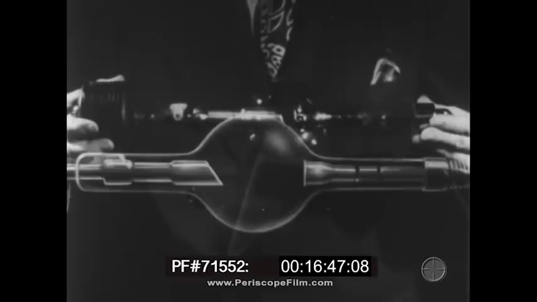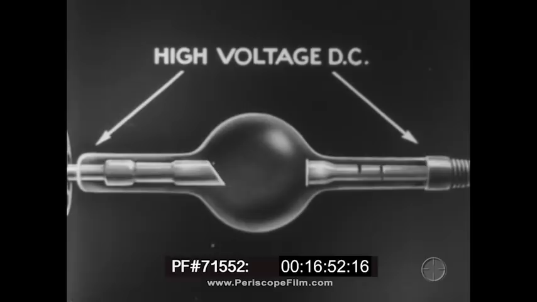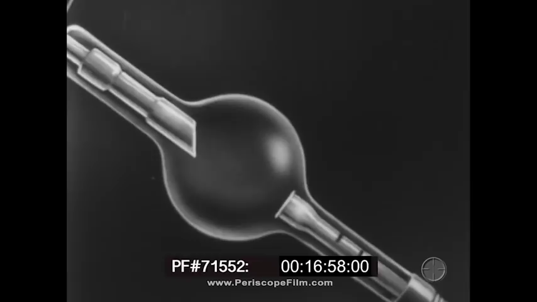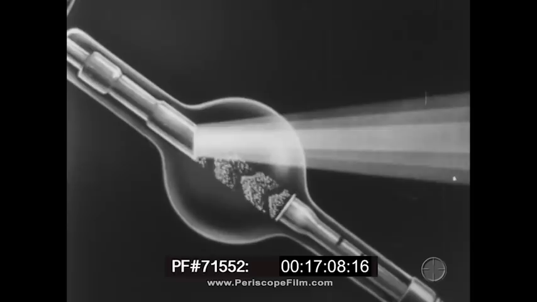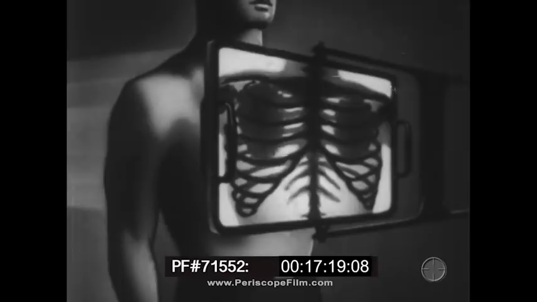A high potential ranging up to 300,000 volts or more is applied between the anode and cathode. Electrons are emitted by a focusing cathode. Due to the extremely high voltage, the electrons hit the anode with tremendous impact and cause the emission of waves of exceptionally high frequency. These high frequency waves do three useful things: penetrate, excite fluorescence, or affect photographic plates. As a result, doctors can now study human internal organs by means of the fluoroscope. Or by means of radiography, they can photograph them.